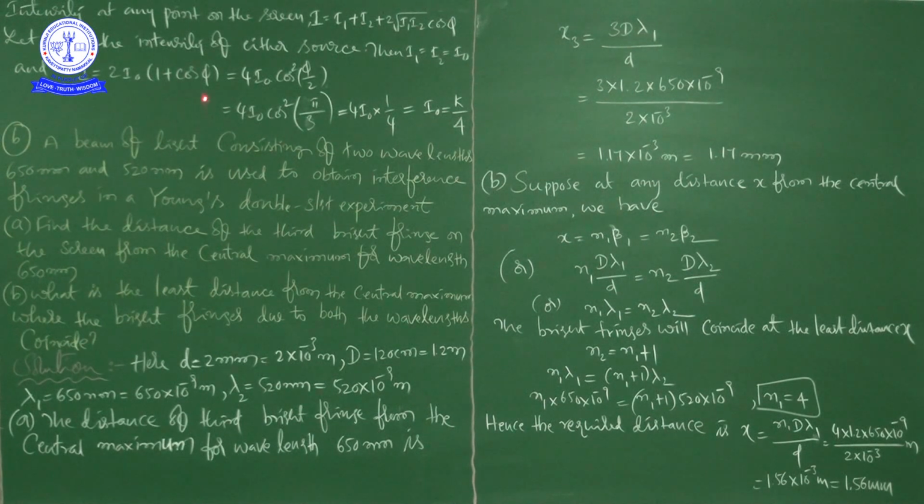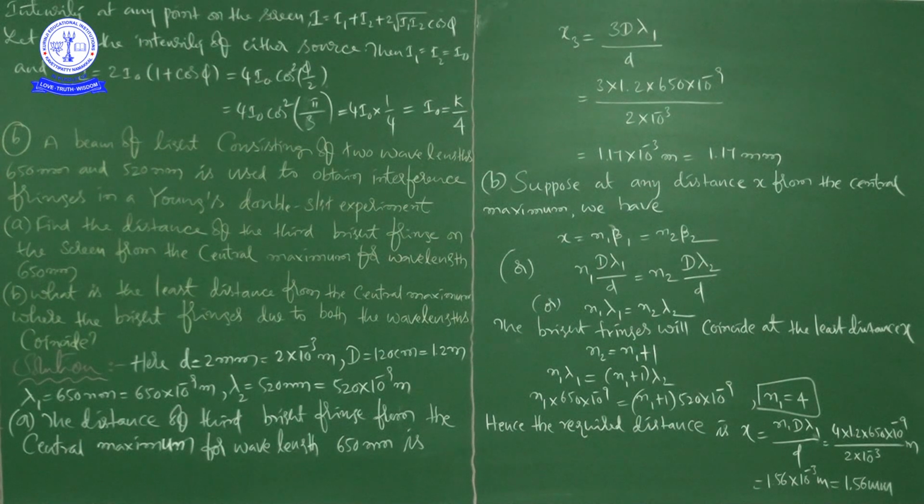The same thing you can write as 4 I naught cos square phi by 2. Here we are using trigonometric formulas; we are not talking about the concept. How we get this step is purely trigonometric: 1 plus cos phi is equal to 2 cos square phi by 2. So it is 4 I naught into cos square phi by 2, right?